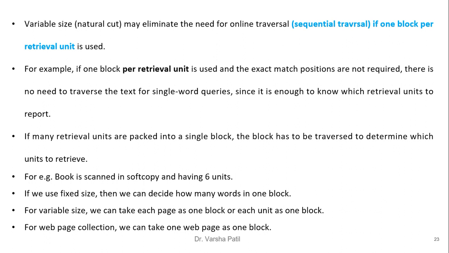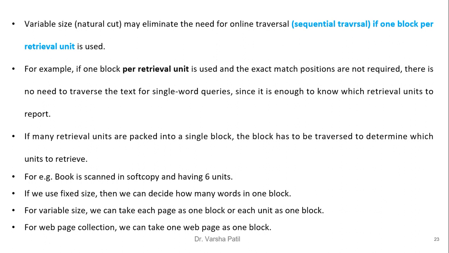For example, if we have 10 web pages and we make one web page one block, at that time it is variable because every web page doesn't have the same length. But here, when we are finding a particular occurrence, we can check only the block entries of 10 web pages. But if we combine 5 web pages in one block and 5 web pages in another block, then to find out, we again need to check those 5 web pages internally for that particular block. So that is the problem.